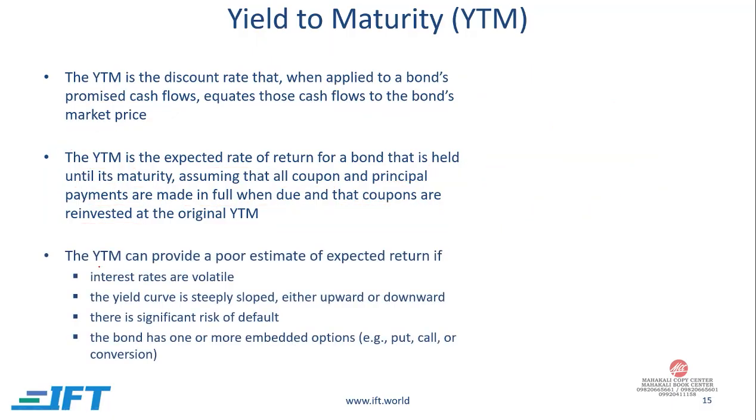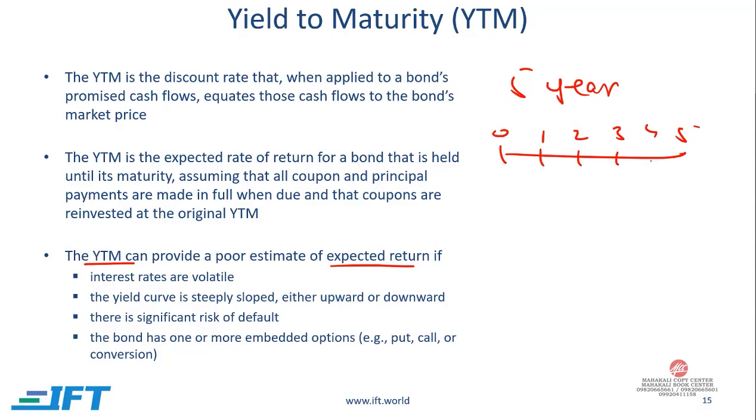Our next point has to do with the relationship between YTM and expected return. Let's say we have a 5-year coupon paying bond. And for this 5-year coupon paying bond, let's say the coupon payments happen every year. So we have coupon payments at the end of year 1, 2, 3, 4, and at the end of year 5, there is a coupon and the face value. Let's say that the YTM on this is 10%. The question now is, if an investor buys this bond here at time 0, is the expected return equal to 10%? And the answer is that it depends.